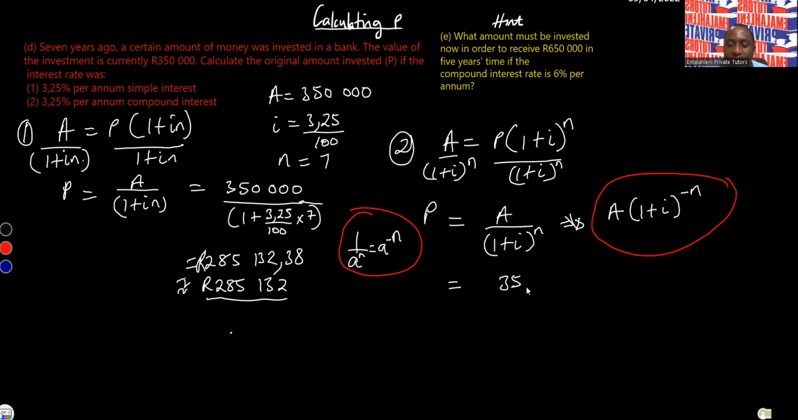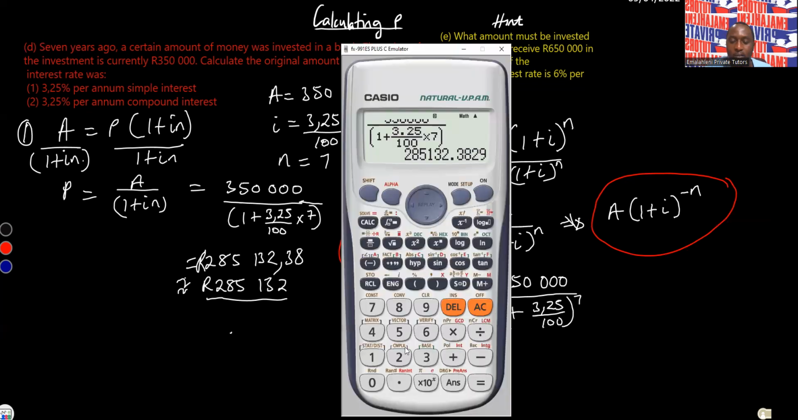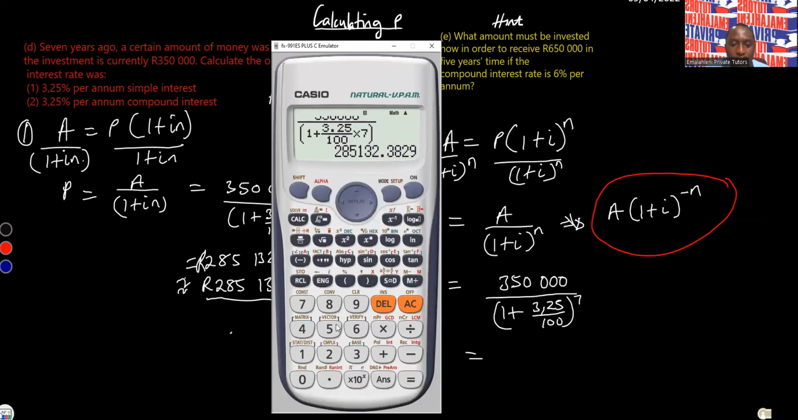Okay, and then now let's put our values here. Having 350,000 over 1 plus, what is our I? 3.25, it didn't change, over 100 to the power of, what is our n? It is 7. Then let's see what we get there. It's 350,000 over 1 plus 3.25 over 100, to the power of 7. So that's what we get there.